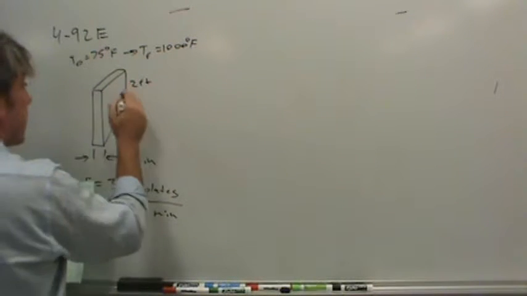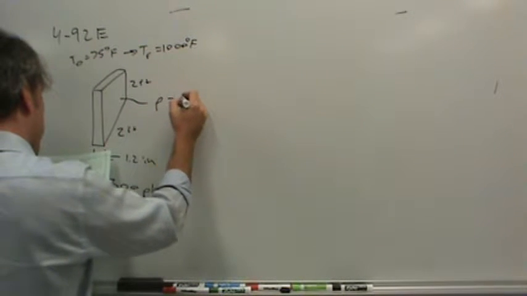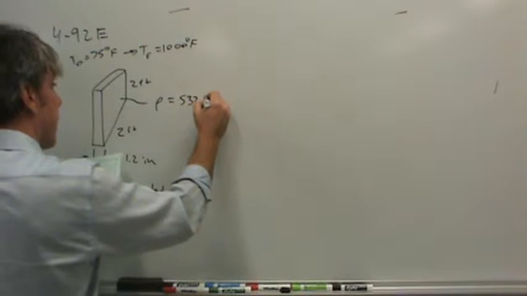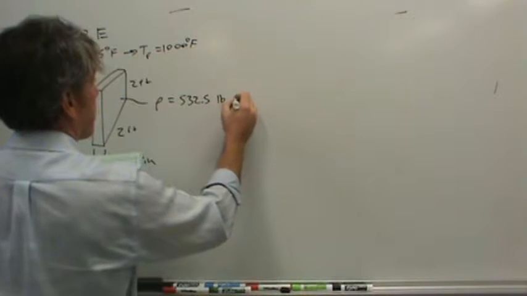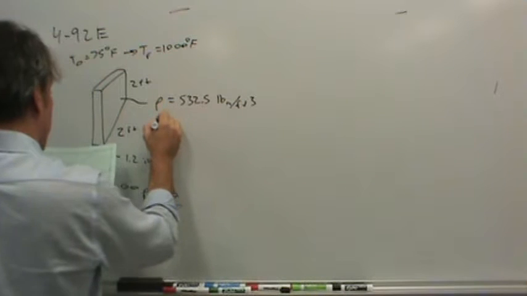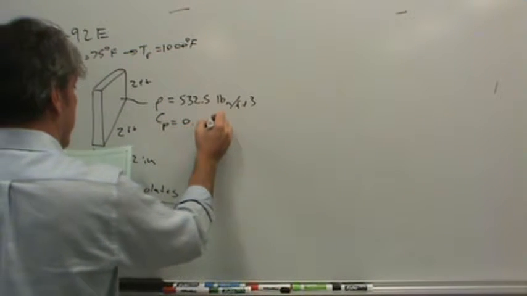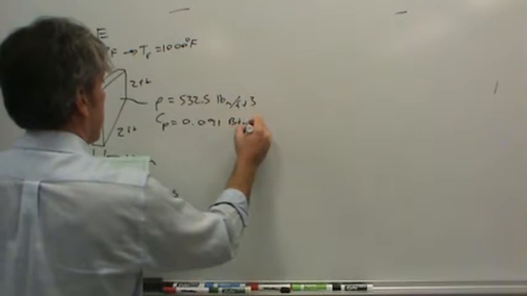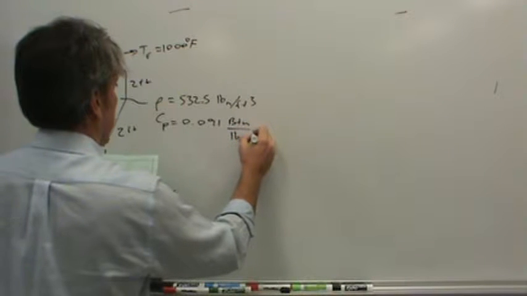Now, the property data that was given was that the density of the brass is 532.5 pound mass per cubic feet. The heat capacity is 0.091 BTU per pound mass per degree Fahrenheit.